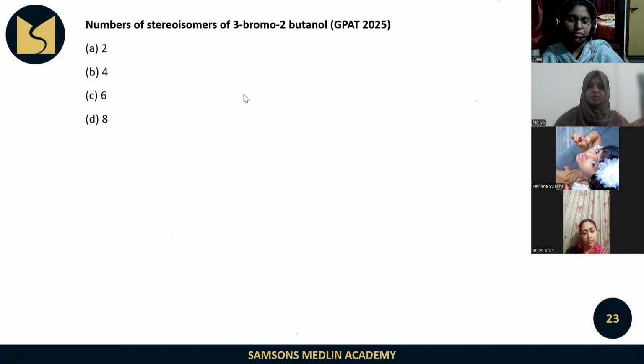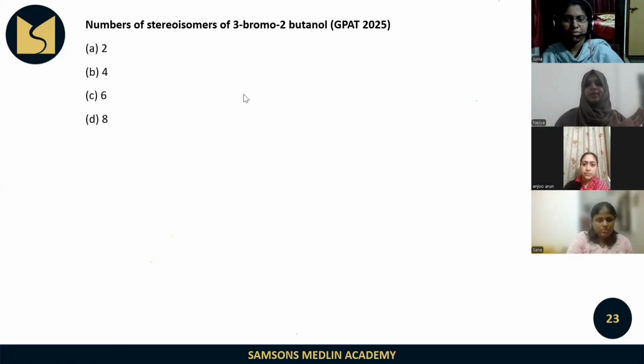Stereoisomerism is a special type of isomerism in which the structural formula, or the connection of atoms, is the same for the compound, but the spatial arrangement of the atoms is different. That is called stereoisomers or stereoisomerism. Okay, so we need to know about that.